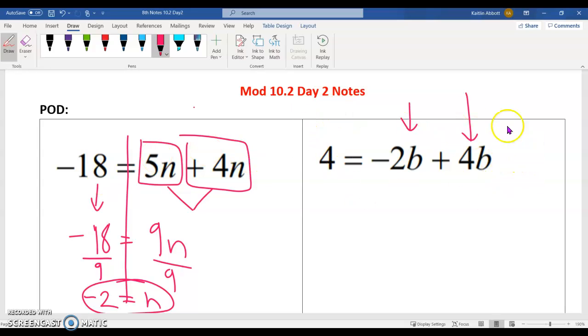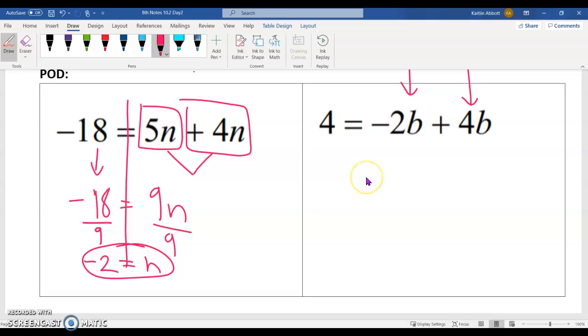On Nearpod, here is your problem of the day. You have 4 equals negative 2b plus 4b. Okay, so it's negative 2 plus 4. Solve that, please.